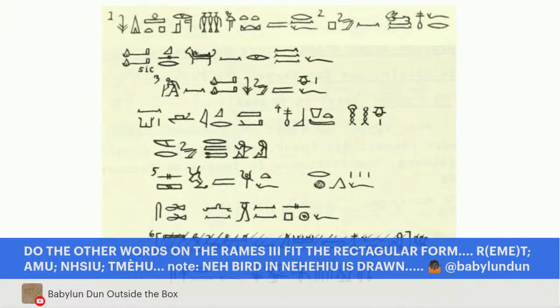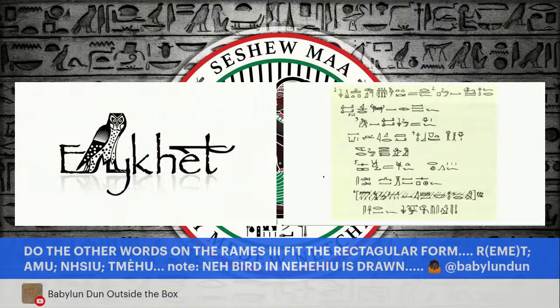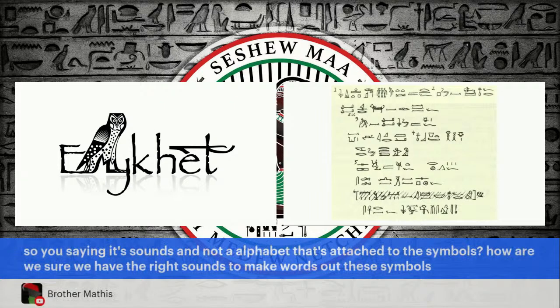All right, so let's look for any other questions. Brother Matt says, so you're saying it's sounds and not an alphabet that's attached to the symbols. How are we sure we have the right sounds to make words out of these symbols?